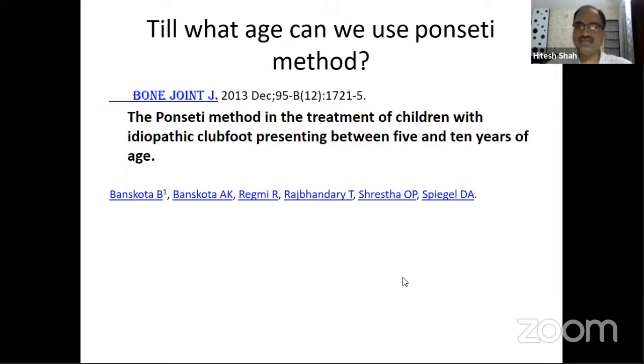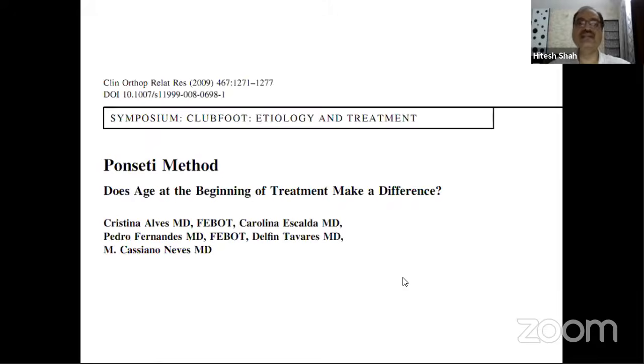There is a controversy in the literature about till what age we can use the Ponseti method. More and more people try to use it. Initially, it was utilized in infants, and at 2 years and 3 years, but now there is no upper age limit. More and more publications have come in older age groups, 10 years, 12 years, including 16 years. But beware that the number of casts required would be more, and compliance would be another issue.